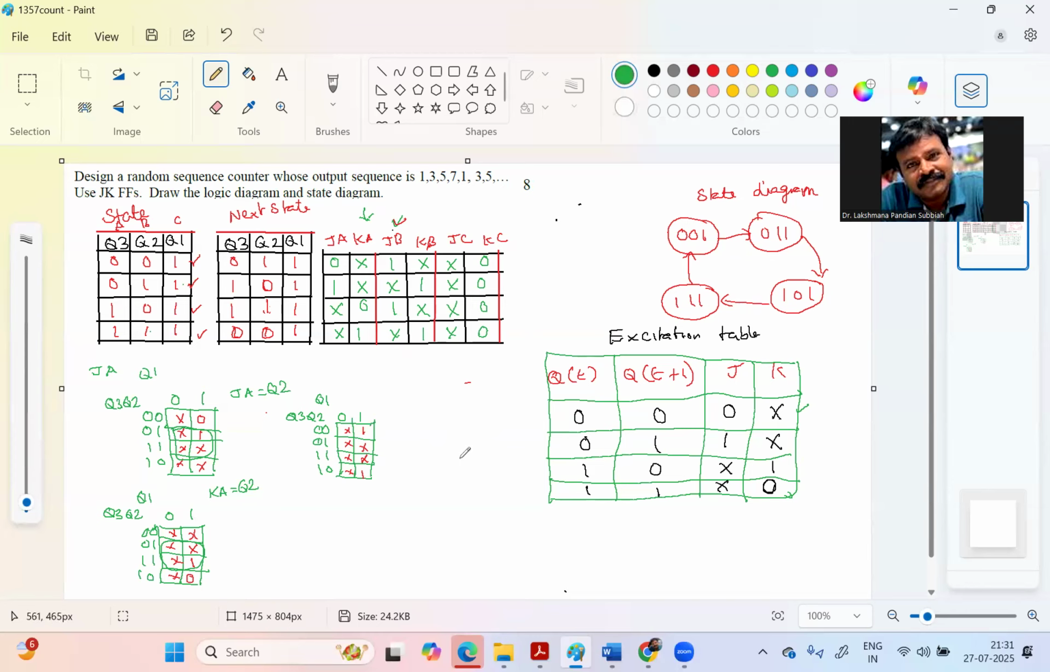Then here we are having 4 ones. So that is JP equal to Q1. JP equal to Q1. Next, JP equal to Q1. So 1 to 1 is 1 to 1. 1 to 1 is here. K can be 0. 0, 0 also.